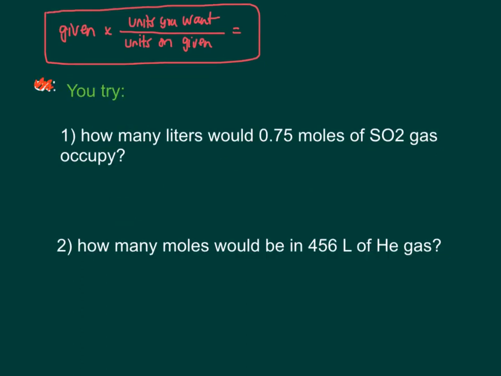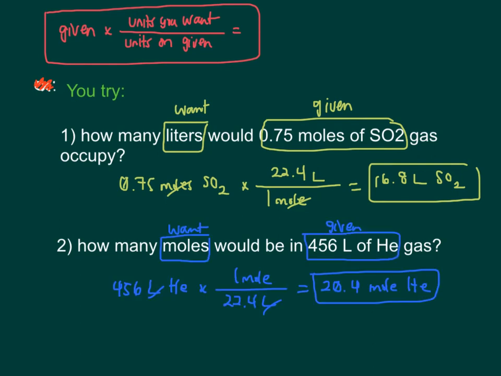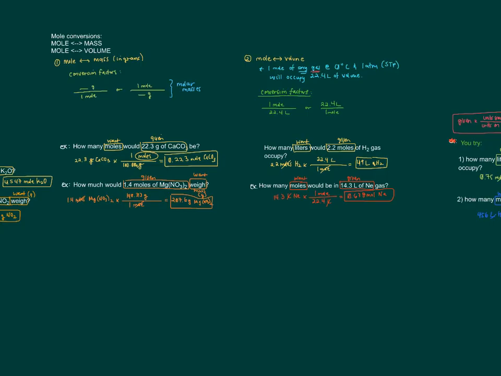All right, so why don't you give it a try? Write these down, pause, work them out, and then unpause and see if you get the right answer. The first one, you should get 16.8 liters of SO2 gas. And on the last one, you should get 20.4 moles of helium. So that brings us to the end of this tutorial on our single-step mole conversions between mole and mass and mole and volume.